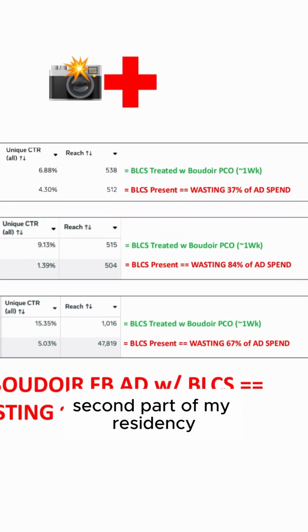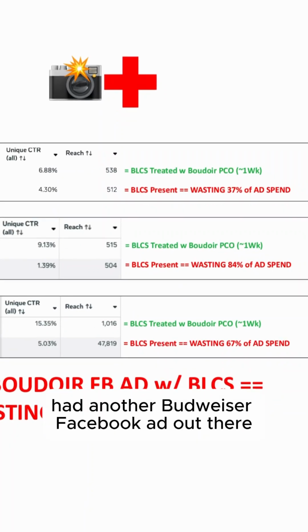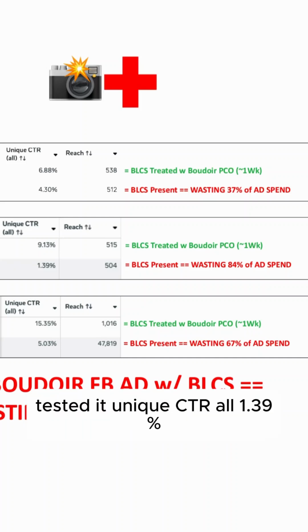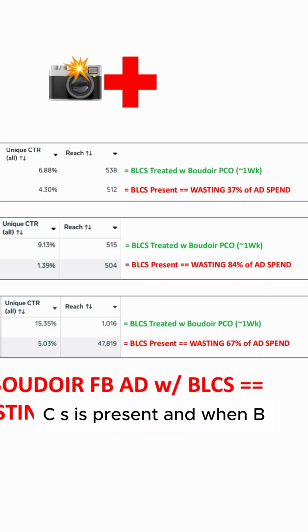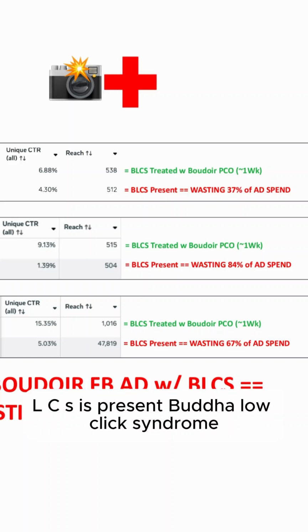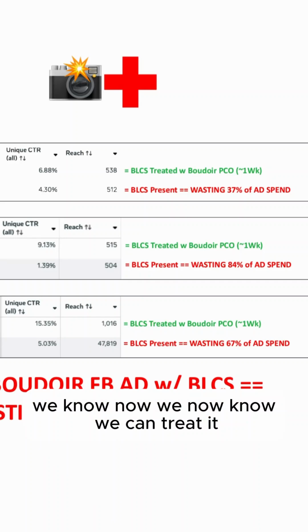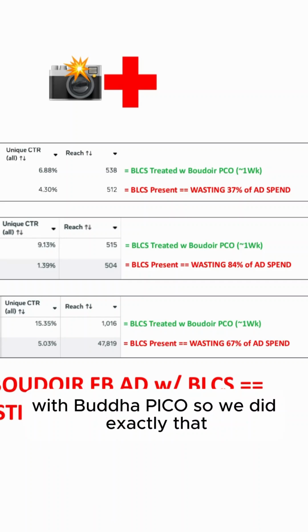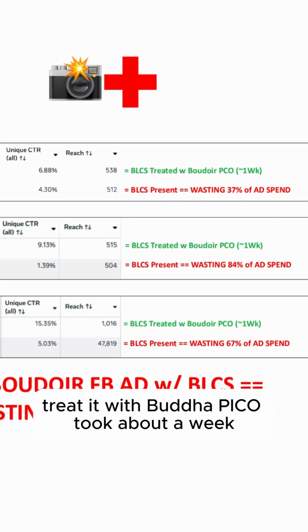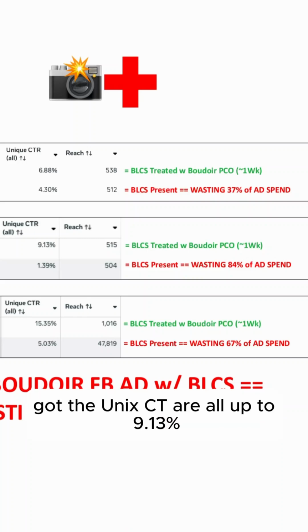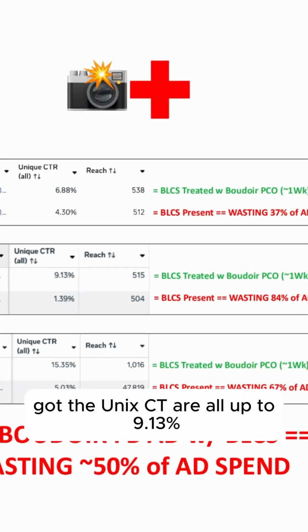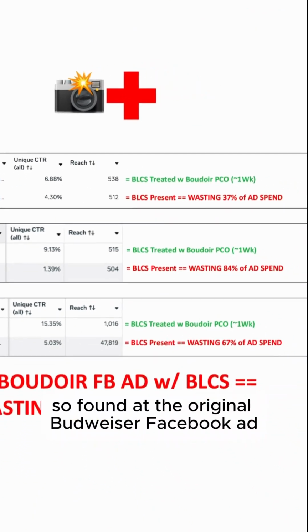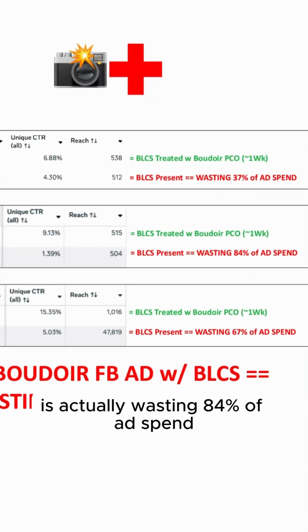Second part of my residency, found another Boudoir Facebook ad out there, brought it back to the hospital, tested it, unique CTR all 1.39%. So unique CTR all under 6%, BLCS is present. And when BLCS is present, Boudoir low click syndrome, we now know we can treat it with Boudoir Pico. So we did exactly that, treated it with Boudoir Pico, took about a week, got the unique CTR up to 9.13%. So we found out the original Boudoir Facebook ad is actually wasting 84% of ad spend.